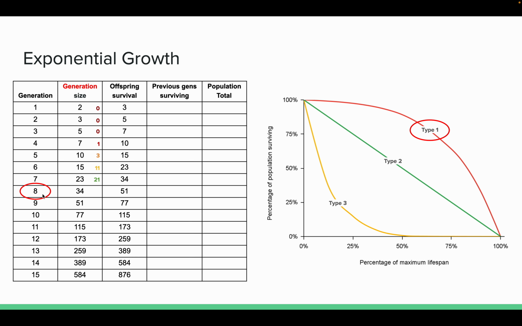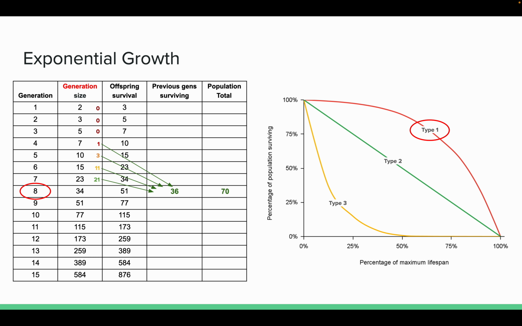So for generation 8, the individuals surviving from prior generations is going to be the sum of all of these values here. So let's add those up: 1 plus 3 plus 11 plus 21. That adds up to 36 individuals. So we've got 36 individuals surviving from generations before generation 8, and we've got 34 within generation 8. So we're going to add these two values together: 34 plus 36 is 70.